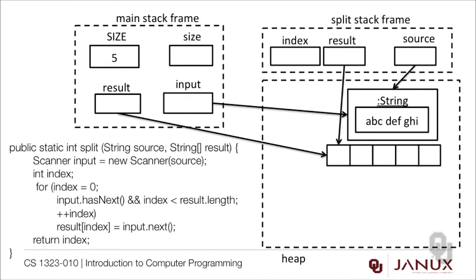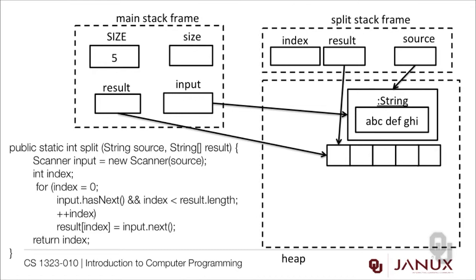Result in the split stack frame gets the value of result in the main stack frame. And source gets the value of input. So now the string A, B, C, D, E, F, G, H, I has two different things pointing to it. It has the input in the main stack frame and the source in the split stack frame. Similarly, that 5-element array is referenced both in the main stack frame and the split stack frame.